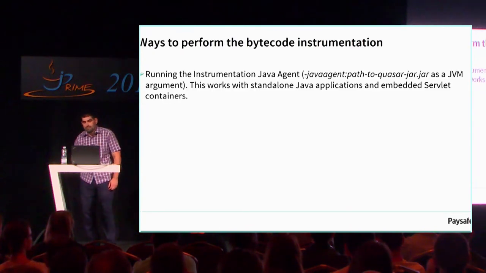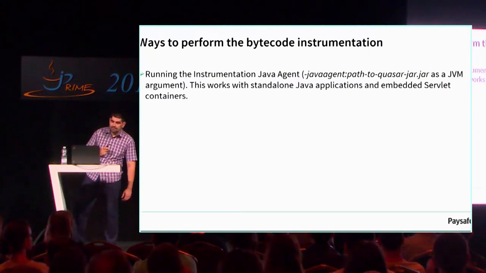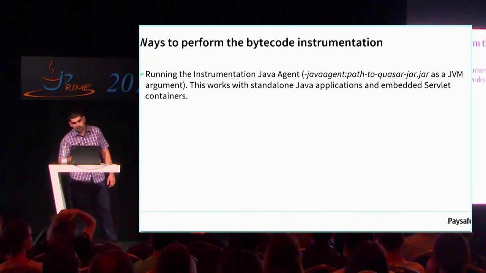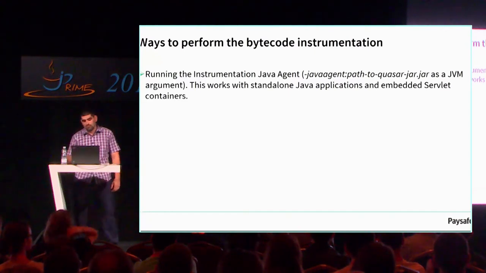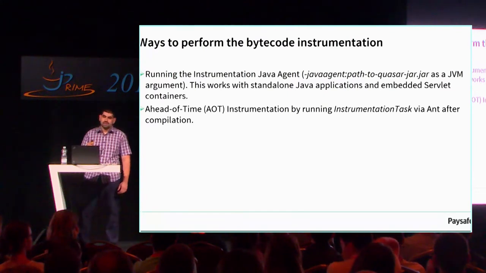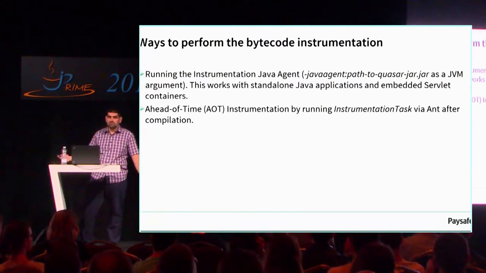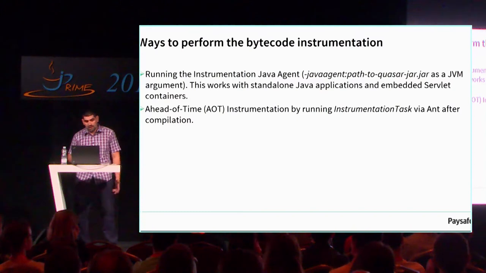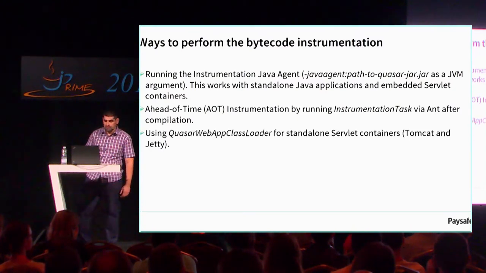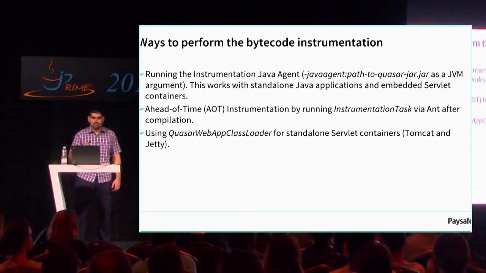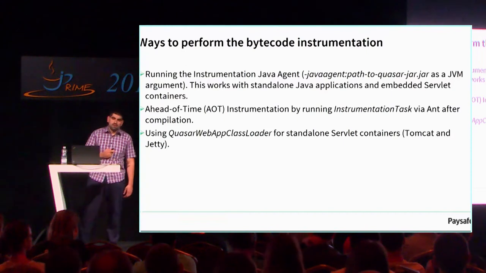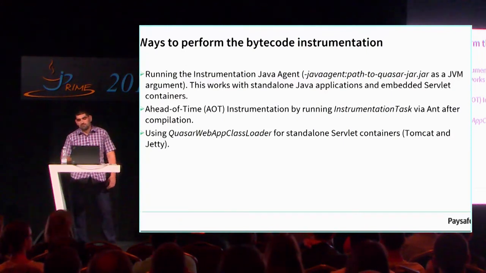And how is the bytecode instrumentation performed? Again, some ways. The first and most preferred one is by using a Java agent that will instrument the code on the fly. I'll show this in the demo. The second one is ahead-of-time instrumentation by Ant task. Who is using Ant these days? By Ant task that will instrument just after compilation. And the preferred method with Java agent actually works only for Java executables and embedded containers.